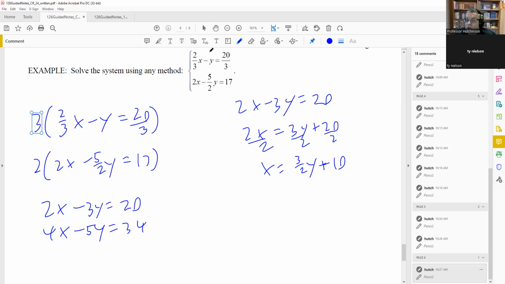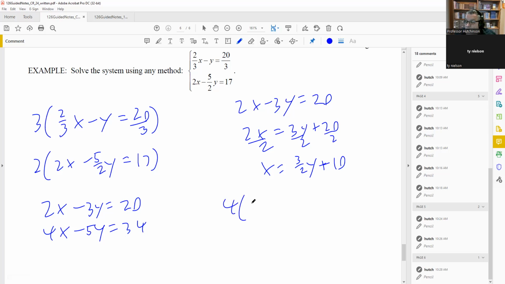If I'm doing this by substitution, that means I would now put this into, now you don't have to put it into the original equation with fractions, because then you get fractions and more fractions. It's better to put it into one of the bottom ones. I'm sorry, into the second equation, because since I just solved for the first equation, I need to put it into the second equation. Again, you don't want to use the original 2x minus 5/2 y. You want to use this one here, 4x minus 5y equals 34.